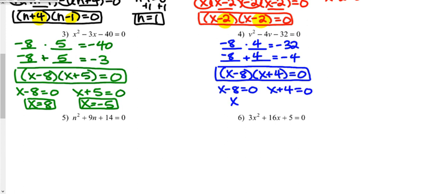And I'm going to solve. So this would be x equals 8. And this would be x equals negative 4.